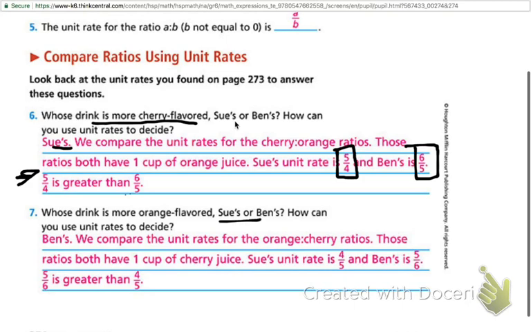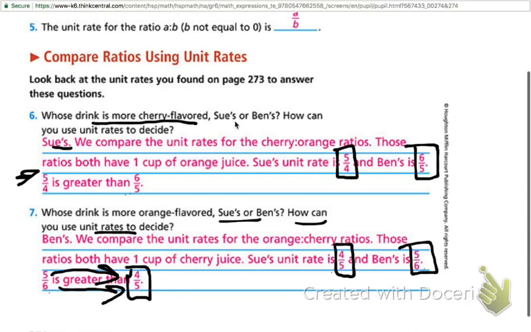Whose drink is more orange flavors, Sue's or Ben's? How can we use unit rates to decide? Once again, her unit rate is 4 to 5, and Ben's is 5 to 6. 5/6 is greater than 4/5, and this one's even easier because 5 is greater than 4, and it is a higher ratio and it is close. 6/5, same one again. So it's 1 1/6, and this is not even a whole unit. It's 4/5. So this is more than 1. This is less than 1.